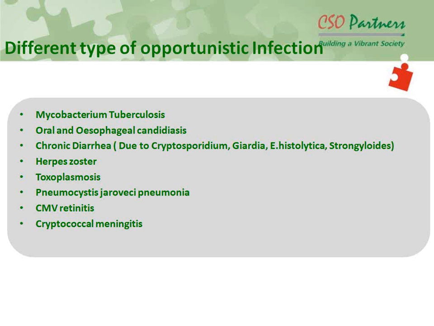Then we have candidiasis, chronic diarrhea, herpes, toxoplasmosis, pneumonia, retinitis, meningitis. All these are common infections in India, in tropical and other countries, even in African countries. So a person who has already developed AIDS, the syndrome, starts getting different kinds of infection, and infection management becomes a very, very important part of treatment for these people.